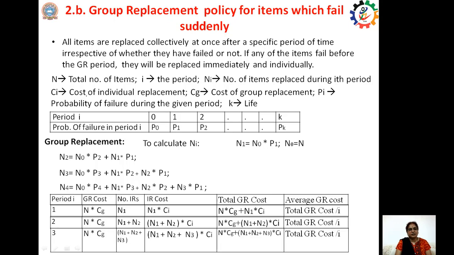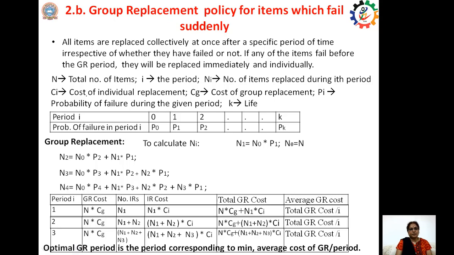Similarly 3. Now you have till third period. How many you replaced? You replaced N1 in the first duration, N2 in the second month, N3 in the third month. You add all of them. Or else to this value you add N3, you get this. To this you multiply by CI, individual cost, you get this. You add this and this, you get this total GR, this by this. This is actually not total, this is average, it's written here, correct.